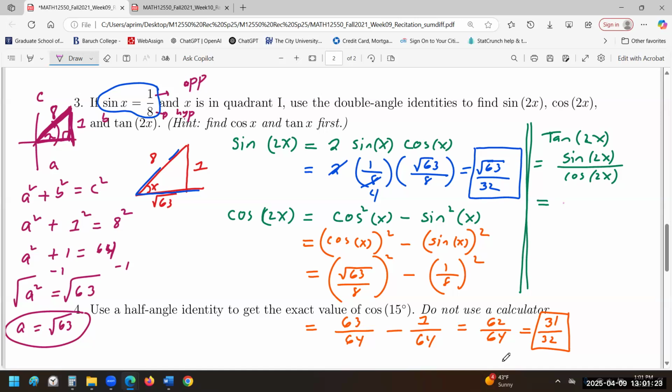So tangent 2x, square root of 63 over 32, and we are dividing that by cosine 2x, which is 31 over 32. The numerator is the sine 2x, the denominator is the cosine 2x. So instead of writing numerator and denominator, I'm just writing it horizontally. So we do keep, change, flip. We get square root of 63 over 32 times 32 over 31. 32 cancels out. We get square root of 63 over 31.